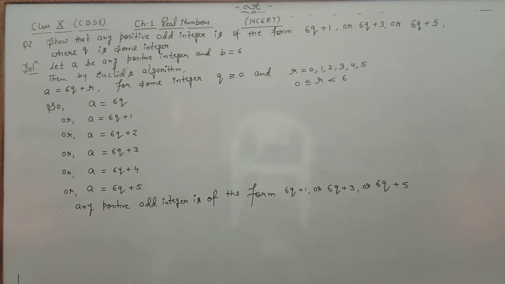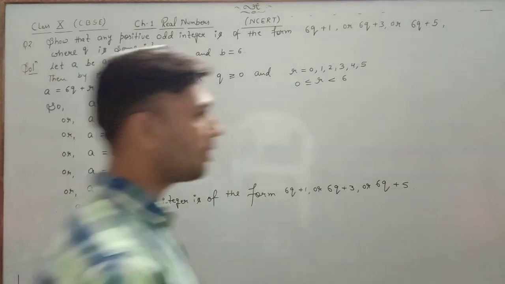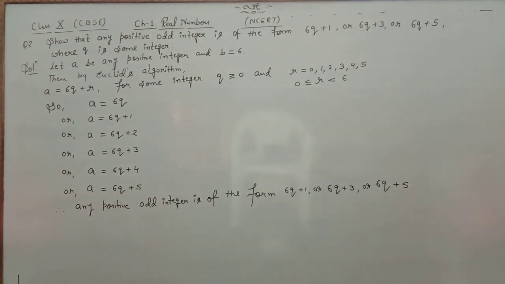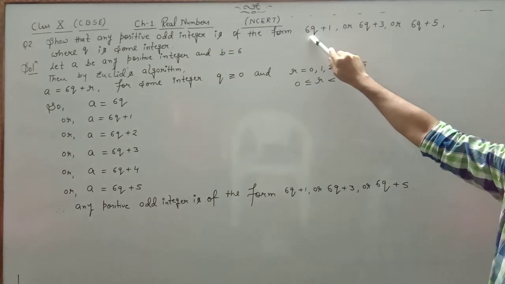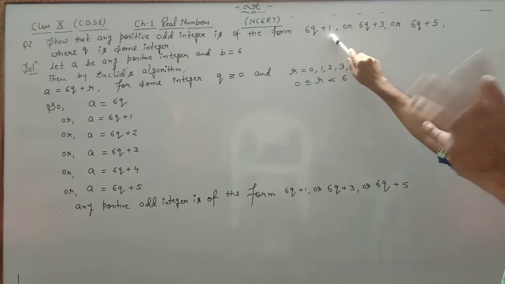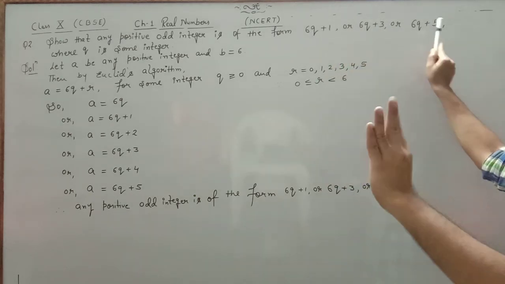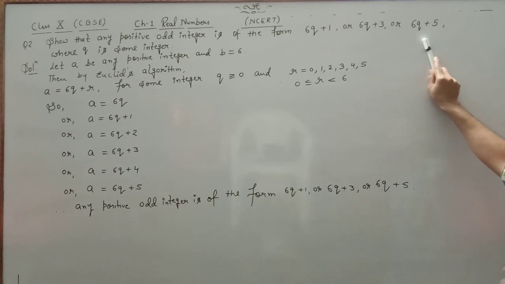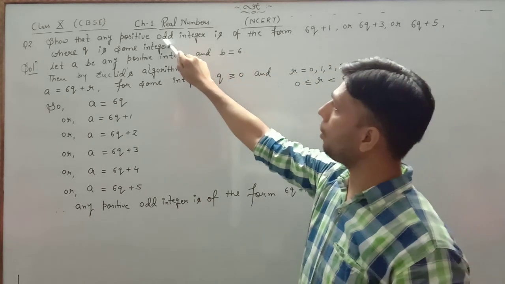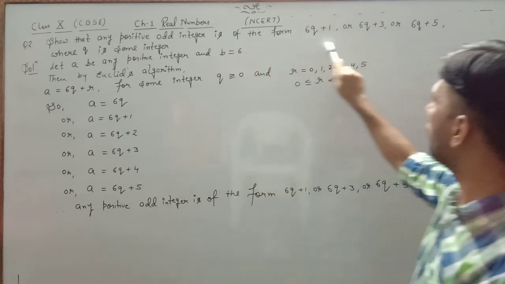Now question number 2 is: show that any positive odd integer is of the form 6q plus 1 or 6q plus 3 or 6q plus 5, where q is some integer. Odd integers means, see here, 6q is even, plus 1, plus 3, plus 5. So 1, 3, 5 are odd numbers. So the question is to show that any positive odd integer is of the form.